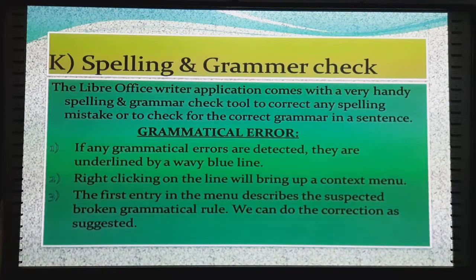The first entry in the menu describes the suspected broken grammatical rule. Whenever we bring up that context menu, after right clicking on that particular grammatical error, the context menu will appear, and in its first entry itself, the menu will describe the suspected broken grammatical rule, whatever rule has been broken. We can do the correction as suggested, as per our convenience. So it will look like this.